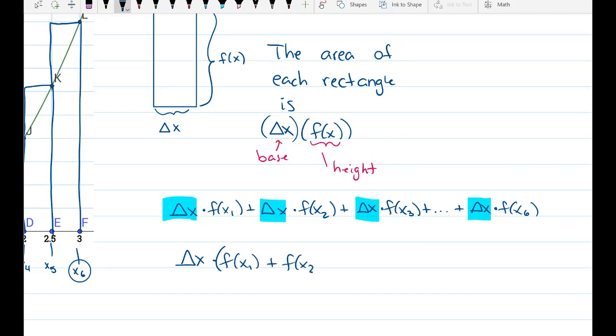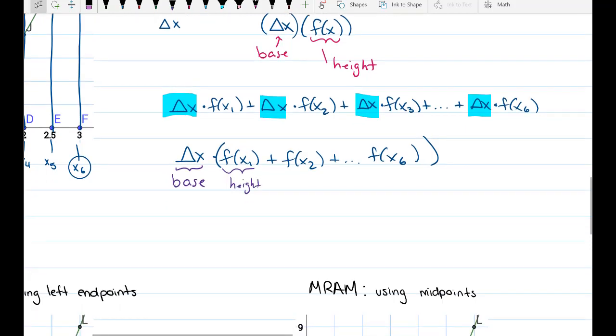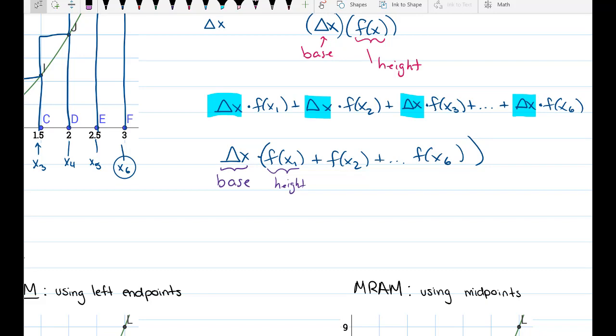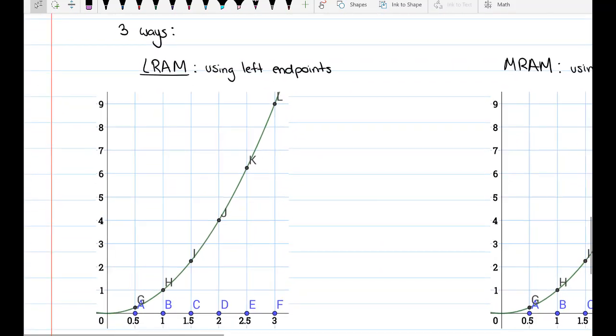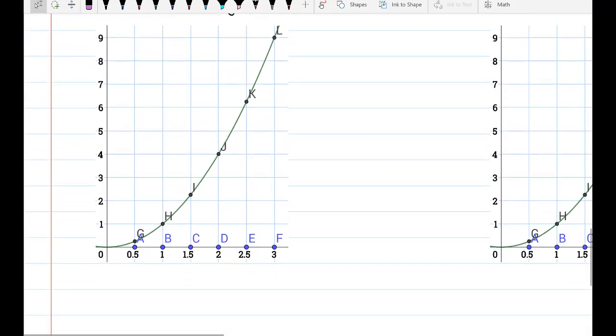Plus f of x sub 2, all the way until you get to f of x sub 6. And again, this is the base of each rectangle because they're the same, and this is the height of each rectangle. Now there are 3 ways to compute this. The first way is called LRAM. We're going to use the leftmost endpoints of each rectangle.